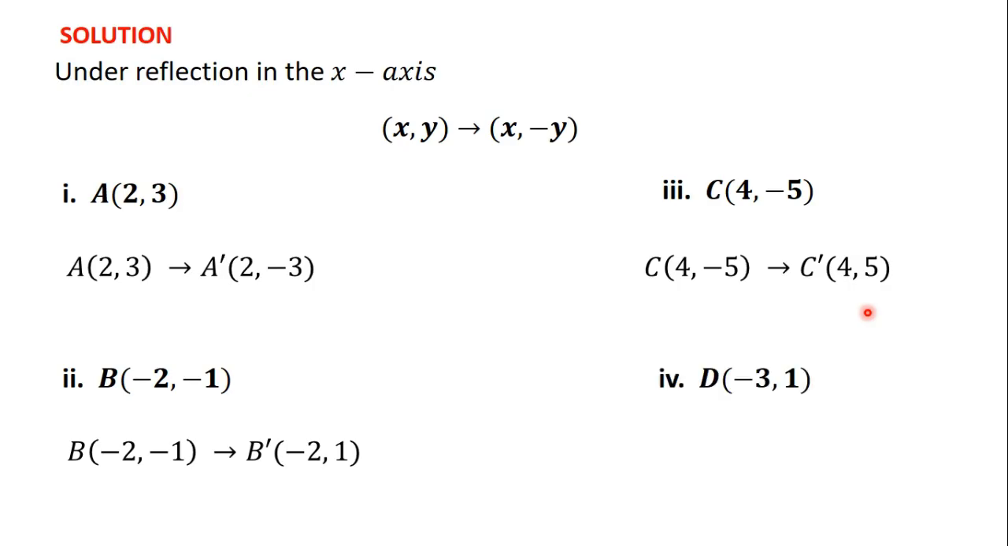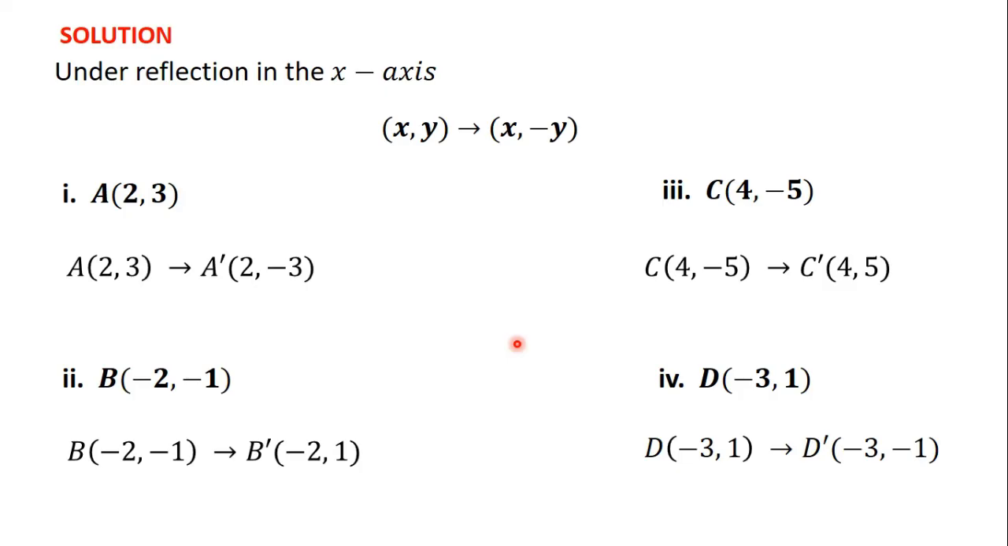Let's look at the last question. We have D with coordinates (-3, 1). The rule says that you keep the x coordinate, you negate the y coordinate. So D with coordinates (-3, 1) will give us D prime, which is the image of D, with coordinates (-3, -1), because you keep the x coordinate, which is -3, then we will negate the y coordinate. The y coordinate here is 1, so when we negate it, you have -1. So D with coordinates (-3, 1) will give us D prime with coordinates (-3, -1).